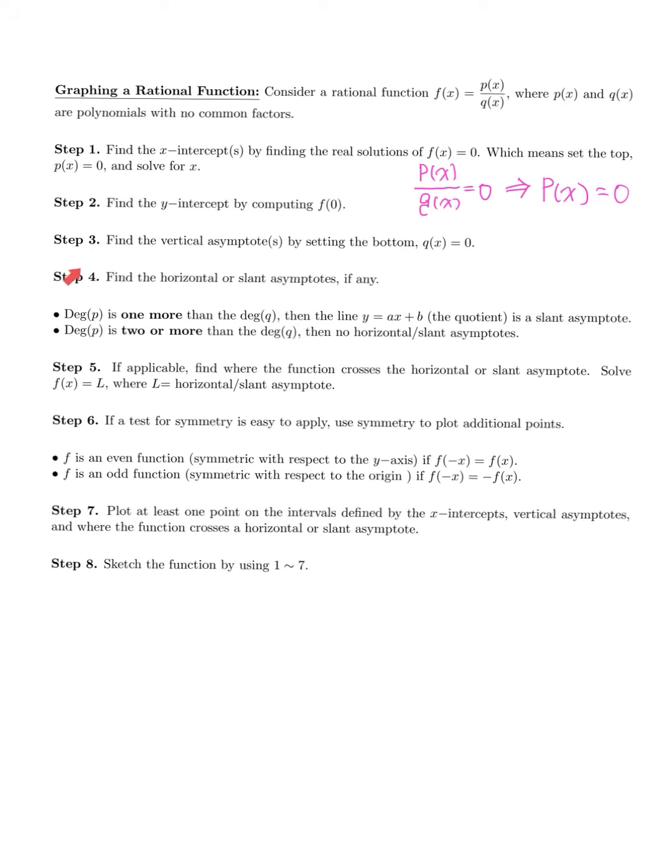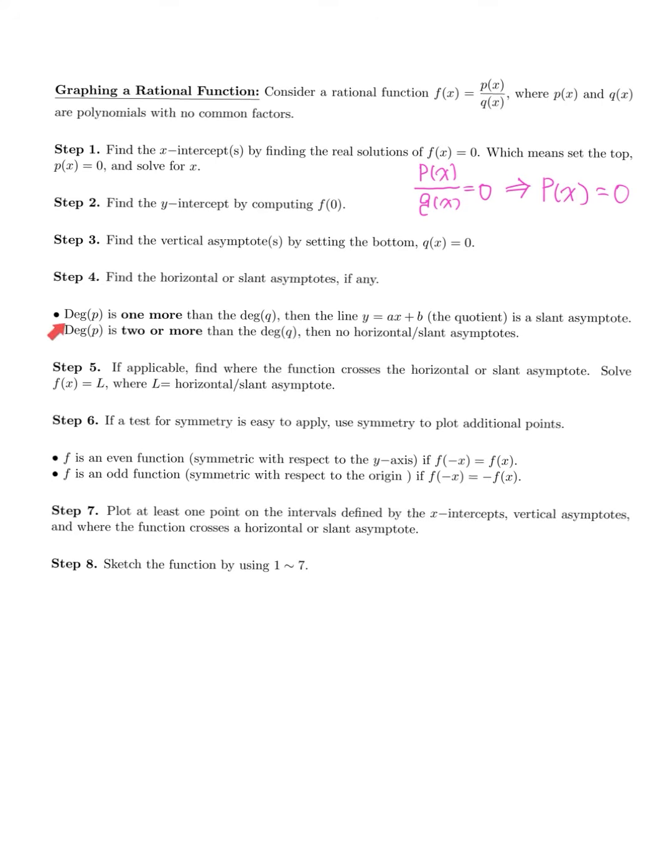Anyways, let's look at step 2, find the y-intercept by computing f of 0. So this is basically when x is 0, what is the corresponding value for y? And step number 3, find the vertical asymptotes by letting the bottom, which is q of x, equal to 0. And then step 4, find the horizontal or the slant asymptote, if any. So again, you can have either the horizontal or the slant. You cannot have both of them at the same time.